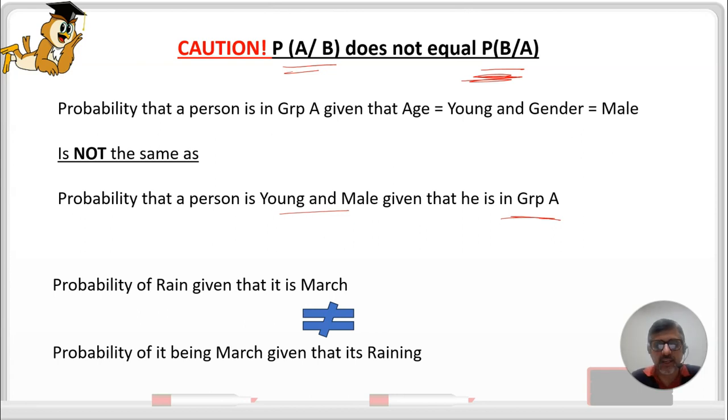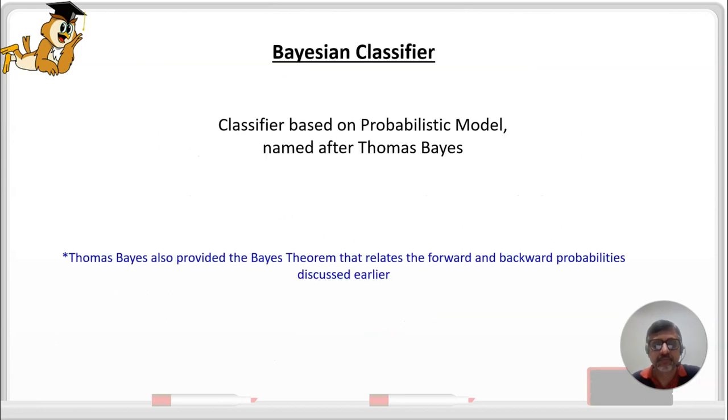To give a simpler example, the probability of rain given that it is March is not the same thing as the probability of it being March if it is raining, right? So these are clearly not equal. This is just a word of caution for you: if in your project you are going to compute conditional probabilities, make sure you are computing them in the correct direction. They are related, but they are not the same.